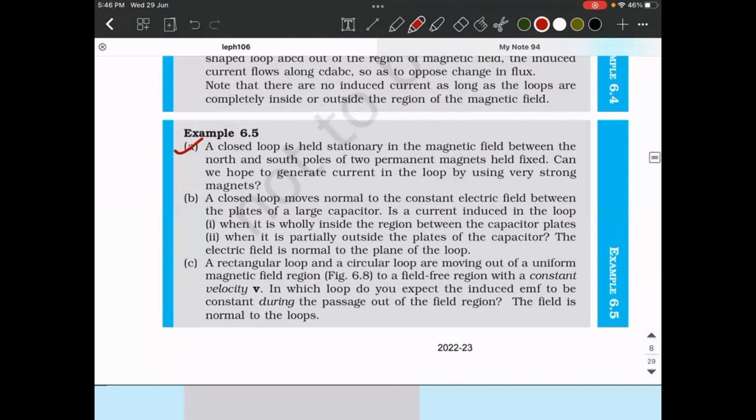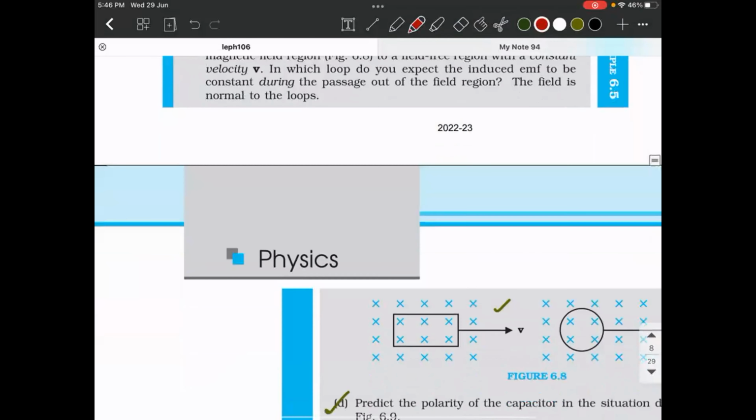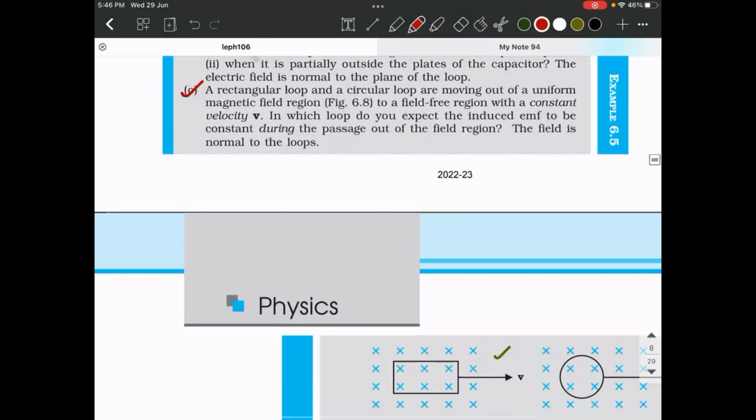So I hope this part is also clear. What about C? See, these four questions are tricky only. Concentrate and read. There is a rectangular loop and a circular loop, which are moving out of a uniform magnetic field to a field-free region with a constant velocity. So initially, where were those two loops present? In the uniform magnetic field.